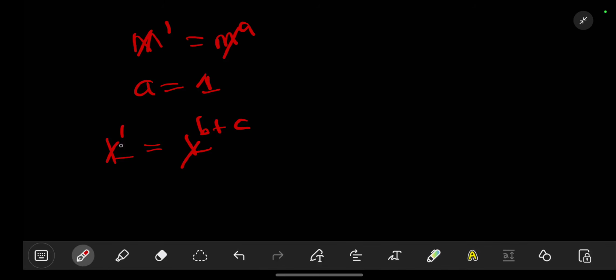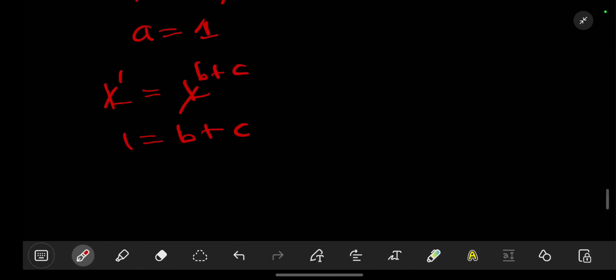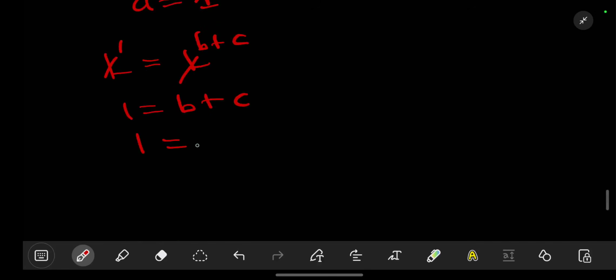We cancel the bases, equate the power. So 1 should be equal to b plus c, so our 1 is equal to b plus c. We are going to get 1 should be equal to, what's our b value? B is equal to 2. So we are going to say 2 plus c. We take the 2 there, it will be 1 minus 2 is equal to c. 1 minus 2 gives us a negative 1 should be equal to c.